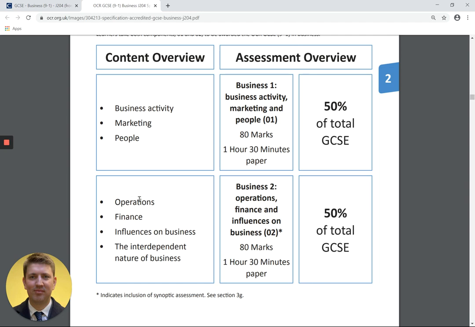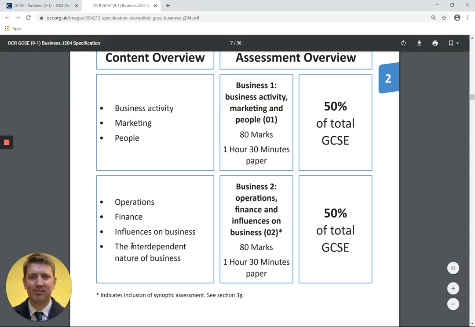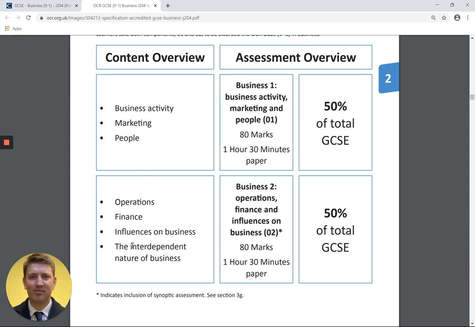After that, it's operations, and then finance, influences on the business, and the interdependent nature of business. Don't worry about that last one. It's about 2 slides long. It will take us no time at all. So in essence, there's really only 6 units. That 7th one, just don't even worry about it for the time being.